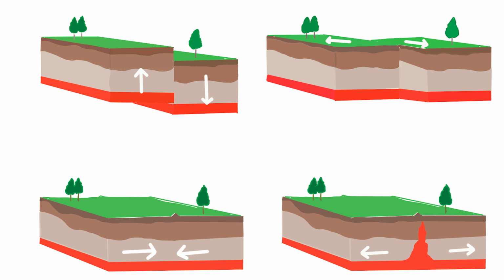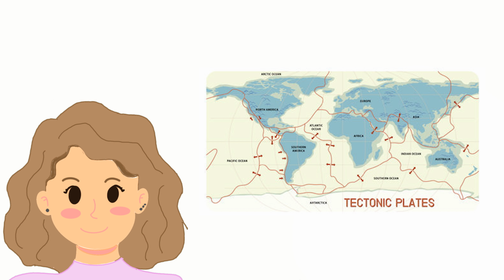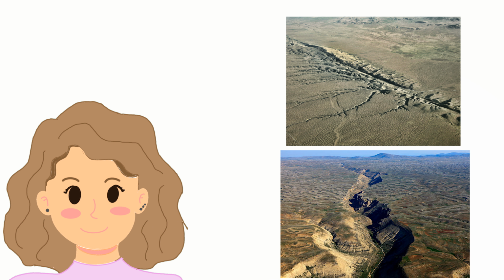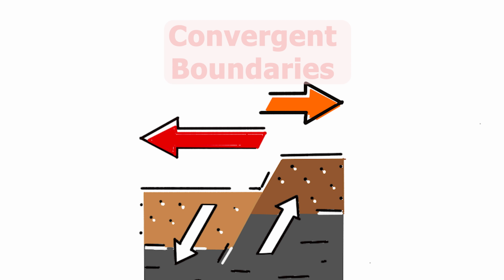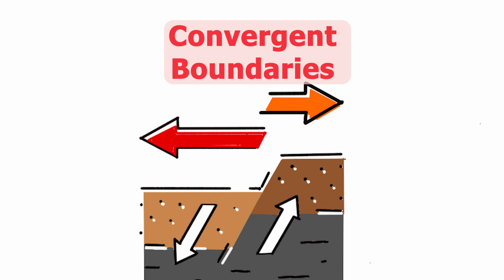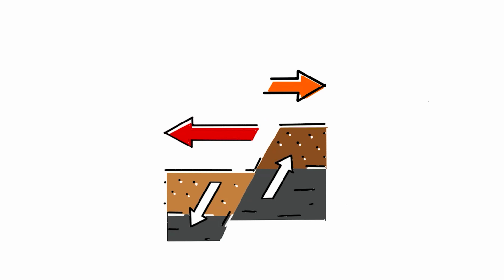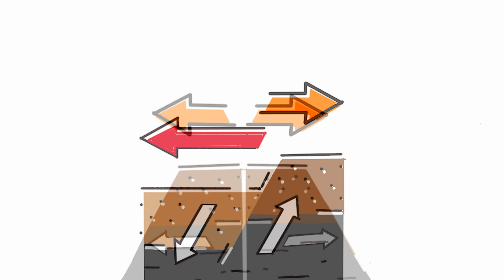The Earth's crust isn't one solid piece. It's broken into about 15 tectonic plates. These plates move and interact at boundaries called fault lines, where most volcanoes are found. There are two main types of fault lines where volcanoes form. Convergent boundaries. Here one plate slides under another into the mantle, melting into magma due to extreme pressure and heat. This magma forces its way up to the surface, creating a volcano.